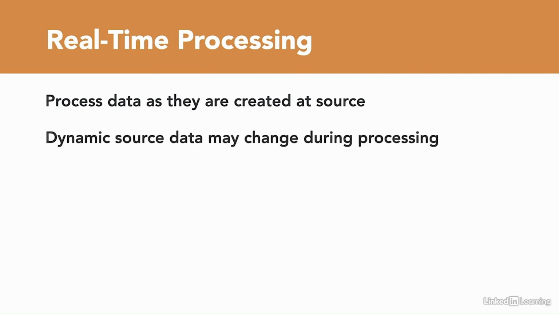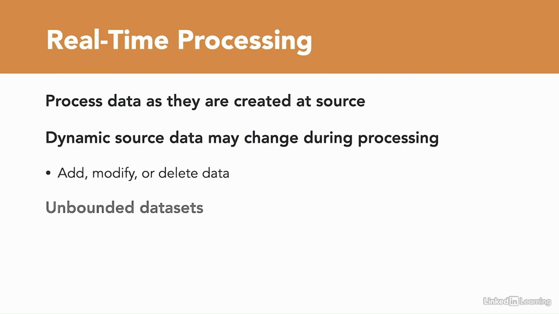As processing is going on, the input data may change while processing. Stream processing should account for such changes and reprocess when needed. Change data capture is a key pattern used in these cases. Real-time processing usually works on unbounded datasets.